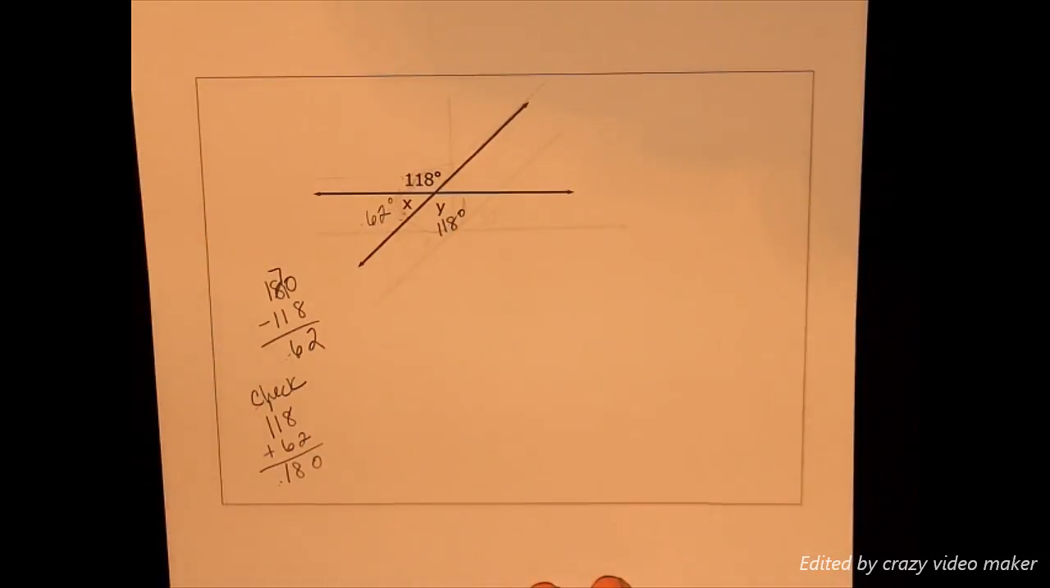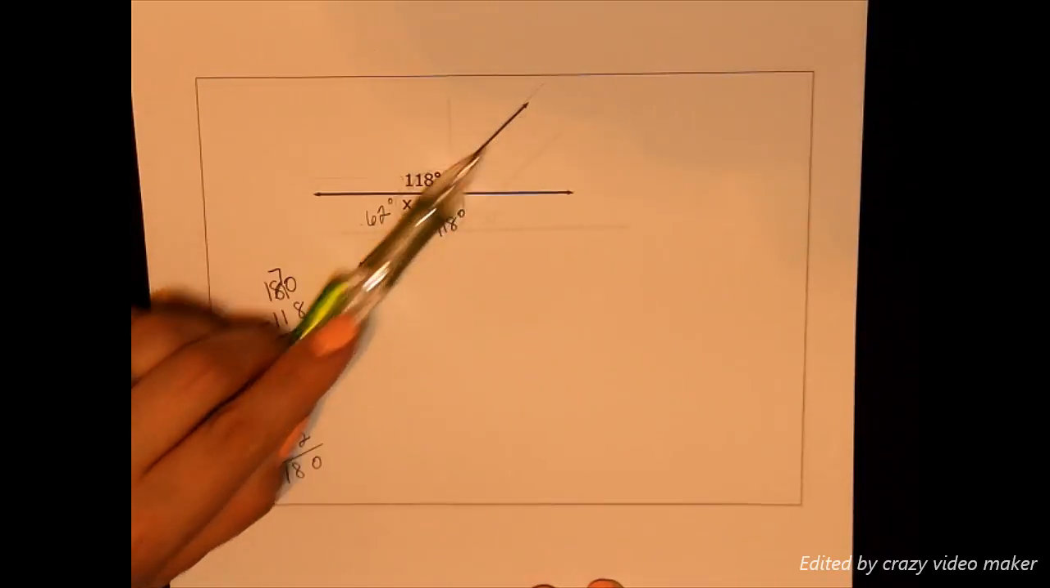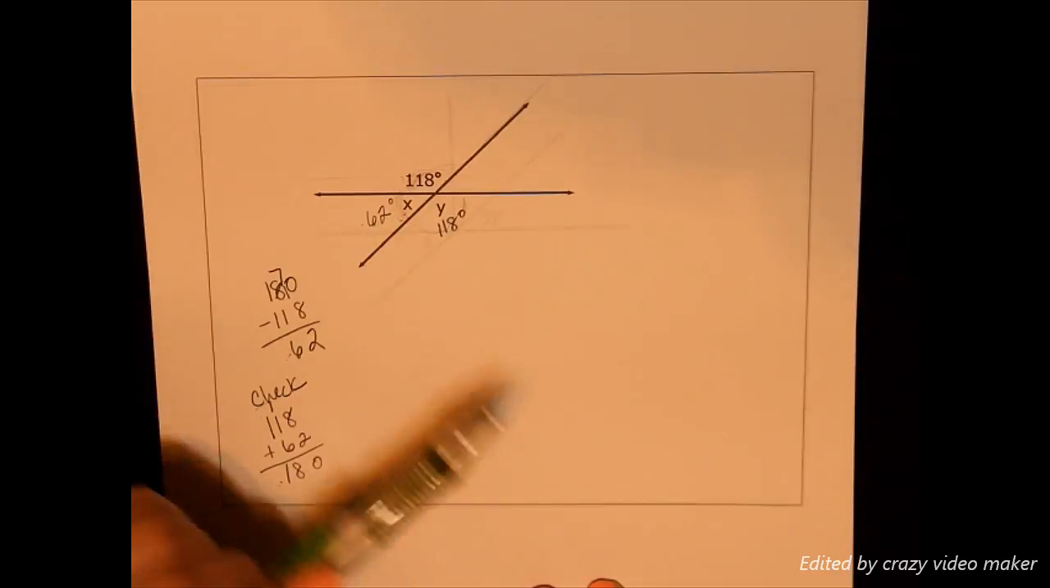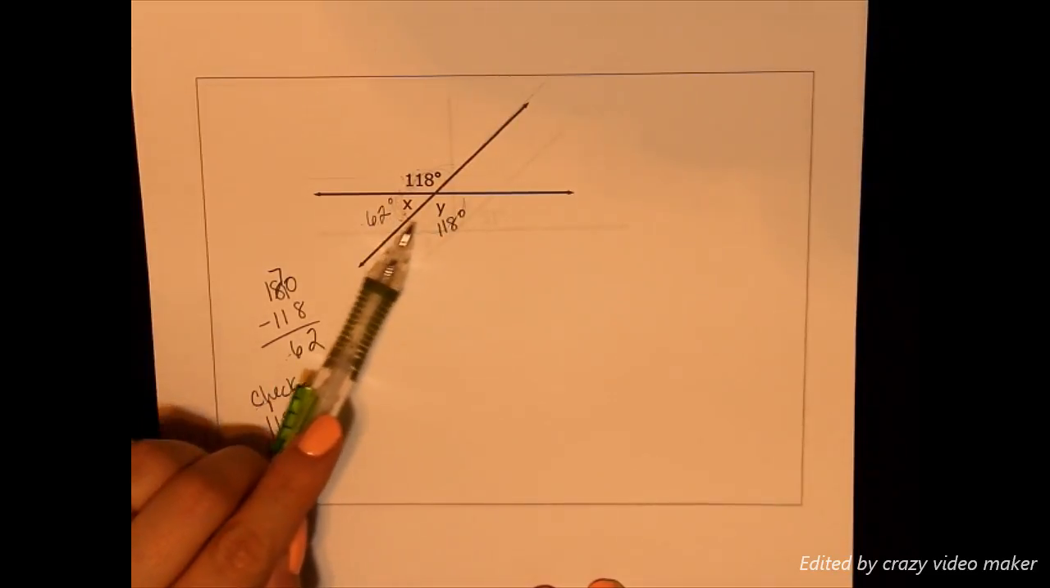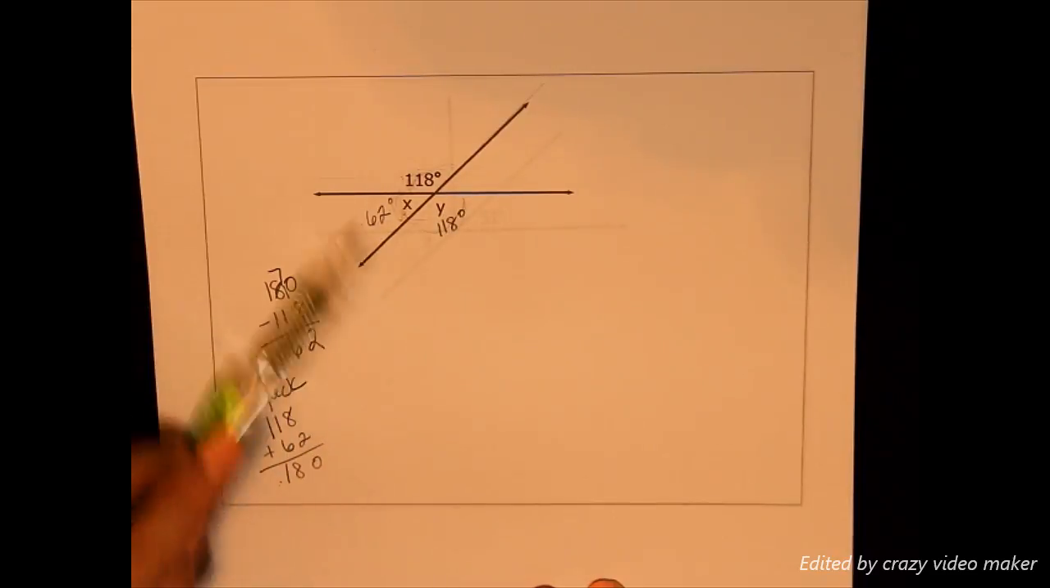So there were two ways we did that. We looked at the definition of vertical angles, so the two angles that are across from each other on intersecting lines. And then we also used the definition of a linear pair because we could see that x and y form a straight line between them.